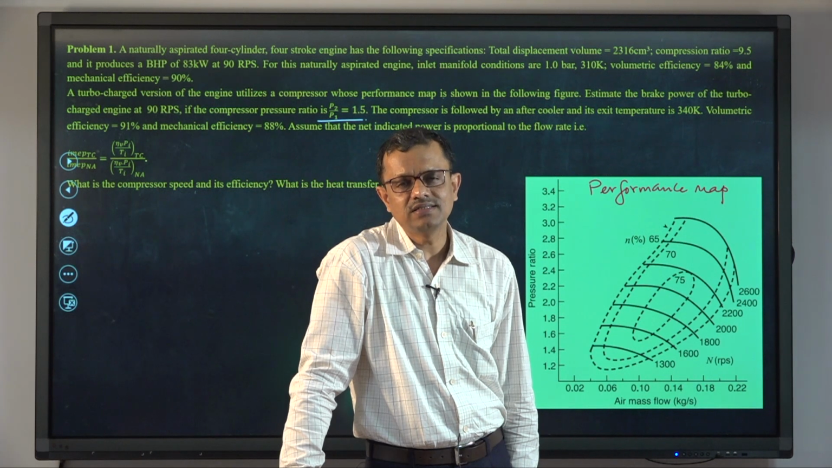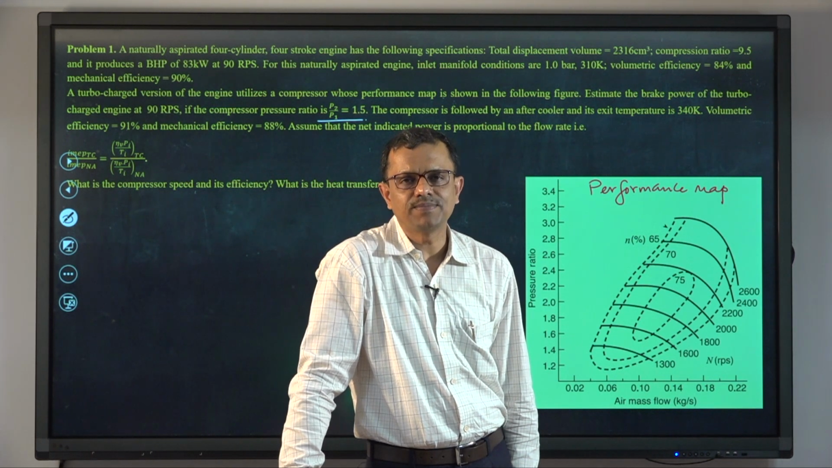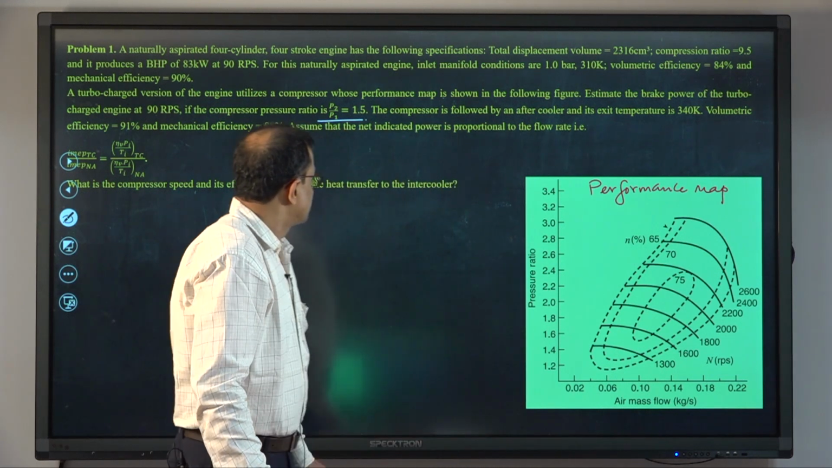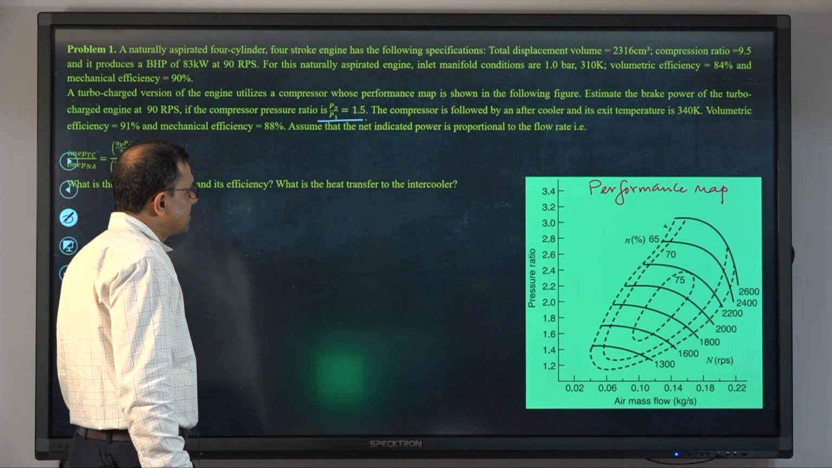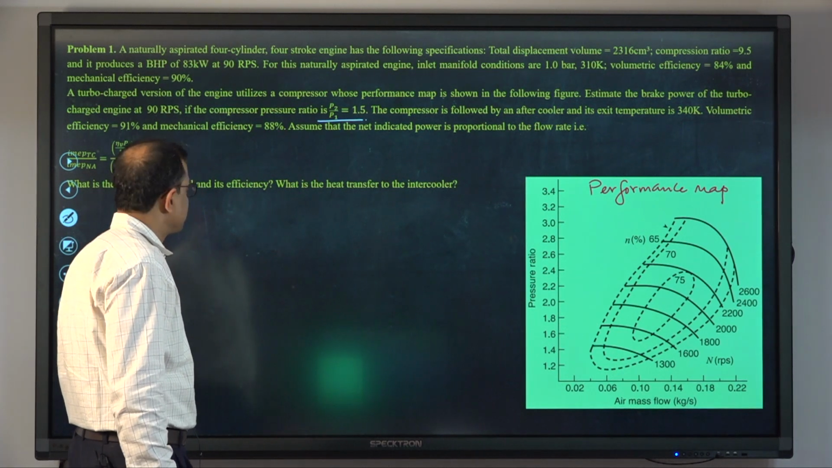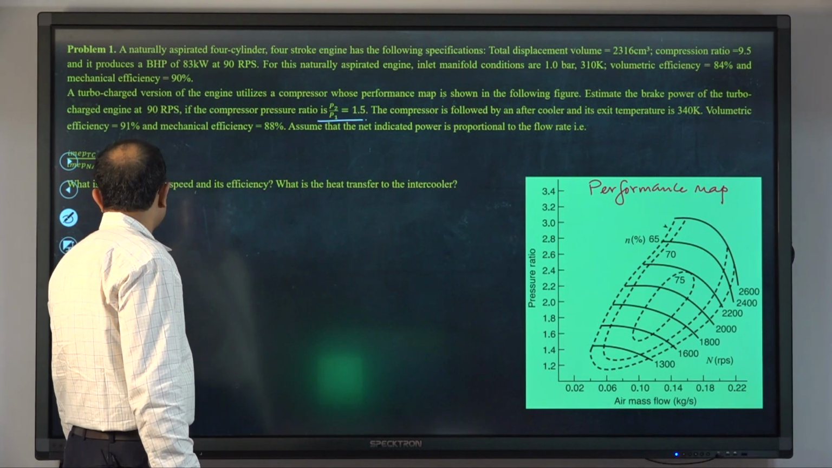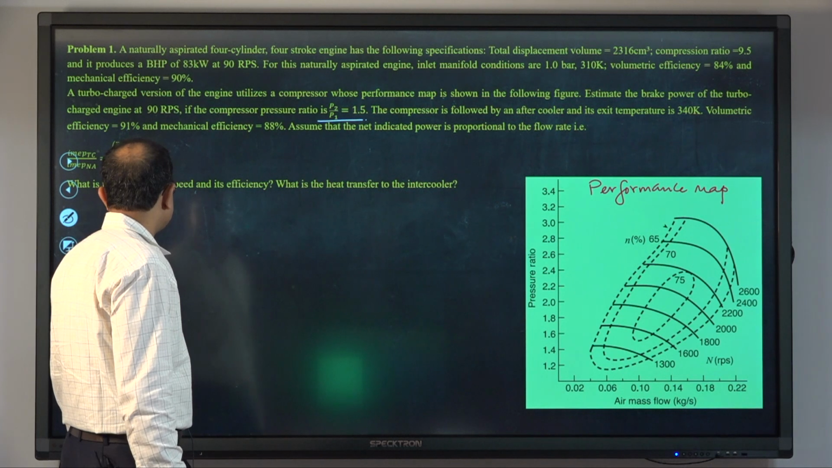Typically for the SI engines an aftercooler is a must, but for the CI engines, depending on the requirement, an aftercooler may be there. So, the compressor is followed by an aftercooler and its exit temperature is 340 Kelvin. Volumetric efficiency is 91% and mechanical efficiency is 88%.